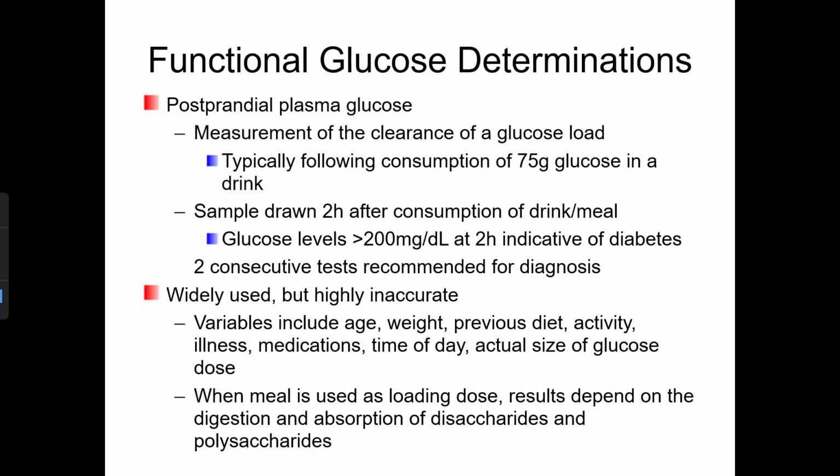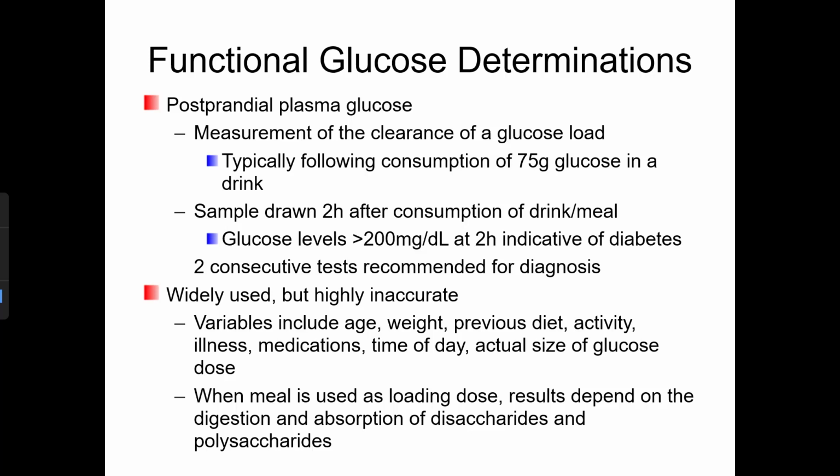Functional glucose determination, so postprandial plasma glucose, it's the measurement of the clearance of a glucose load, typically following consumption of 75 grams of glucose in a drink. A sample is drawn 2 hours after consumption of the drink or meal. Glucose levels greater than 200 mg per deciliter at 2 hours are indicative of diabetes. 2 consecutive tests are recommended for diagnosis.